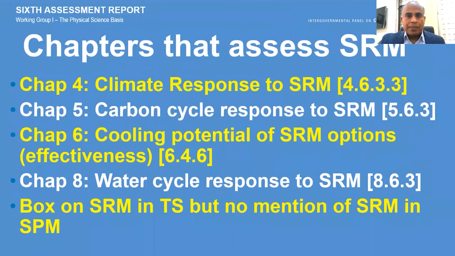So these are the chapters that assess the SRM. In chapter 4, the climate system response to SRM is assessed. And in chapter 5, the carbon cycle response to SRM is assessed. In the case of chapter 6, the cooling potential of these various SRM options is assessed. And in the case of chapter 8, which deals with the water cycle, the water cycle response to SRM is assessed.